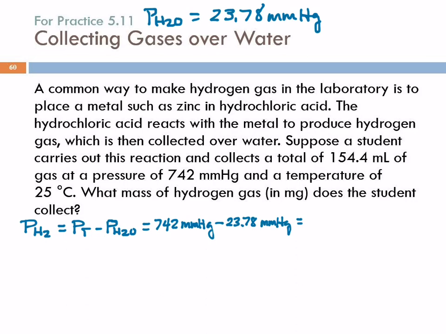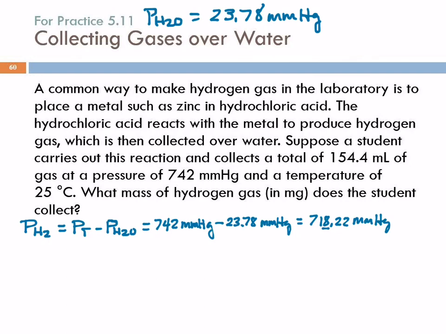Minus 23.78. Calculator says 718.22. How many significant figures does that have? Well, it's got five digits, but are they all significant? No. This one is a whole number, but it's not an exact number. And so this has uncertainty in the ones place. When we subtract, we're looking at the place value of the uncertainty. So this result also has uncertainty in the ones place. That's our last significant figure. I want to keep the 0.22, though, to avoid rounding errors.